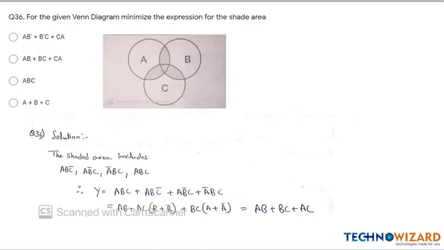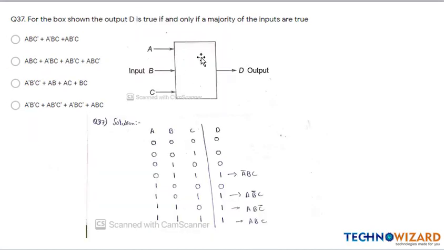Now question number 36. This is a digital electronics question based upon the Venn diagram. Now we have calculated the shaded portion here. This is given as AB C bar, AB bar C, A bar BC and ABC. On calculating this, you can minimize the Boolean expression with the help of De Morgan laws and any other law. And we know that A plus A bar is 1, B plus B bar is 1. Now the answer will come out to be AB plus BC plus AC. Option B.